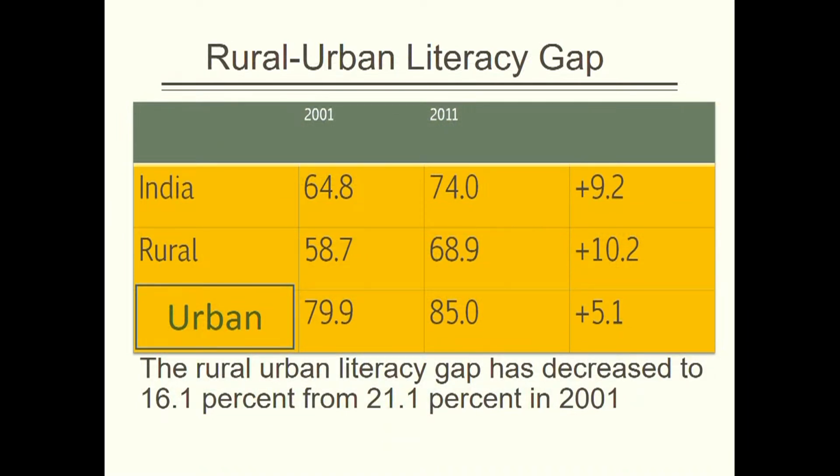We can also see the rural-urban literacy gap. If we talk about the rural-urban literacy gap, it was 58.7 in 2001, and it has increased to 68.9%. So there is still a gap between rural and urban literacy, and therefore you are able to see how it has translated into a developmental gap between rural and urban areas. As urban areas have a more highly educated population, the development is more in urban areas, but since there is a low literacy rate in rural areas, the development is also very poor in rural areas, although there are also other factors related to it.